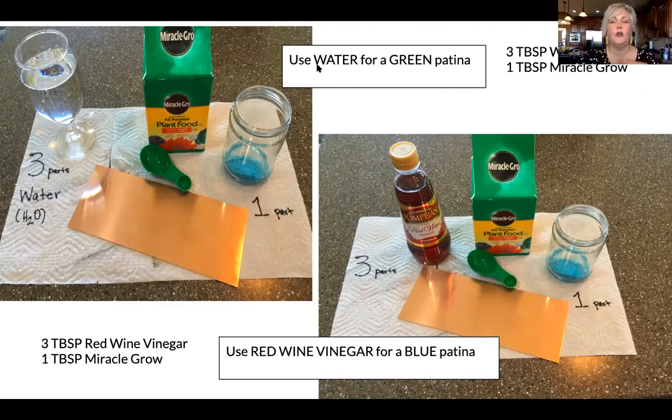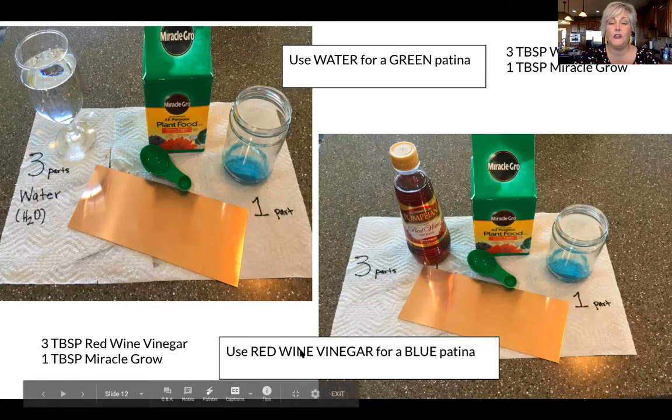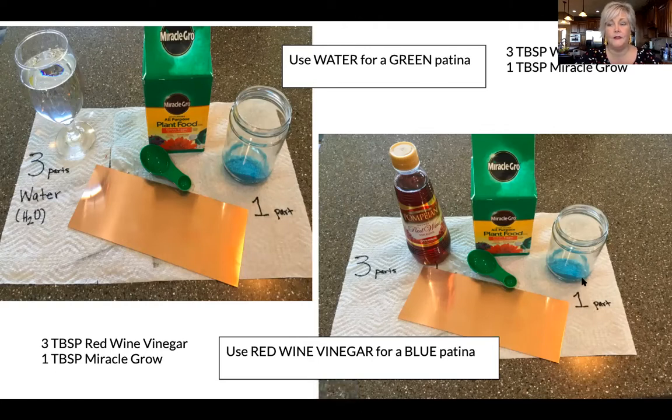So for the green patina, we used water, but then I saw this one, it said if I wanted to get kind of a blue green, like a really rich turquoise green, we could use red wine vinegar. And it's the same thing, 3 parts red wine vinegar and 1 part of the Miracle-Gro. And so I went ahead and did that.